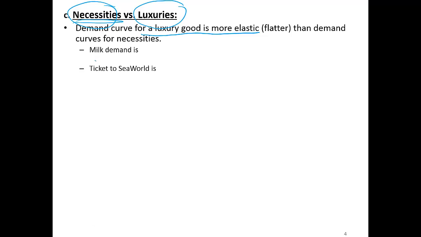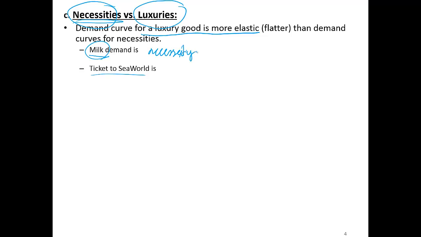So I want you to think about it now. Milk versus a ticket to SeaWorld, which one is a necessity for you? You can stop the video, take your time, think about it. Let me give you the answer. Well, milk is something I have to have. I'm sorry, a necessity for me.